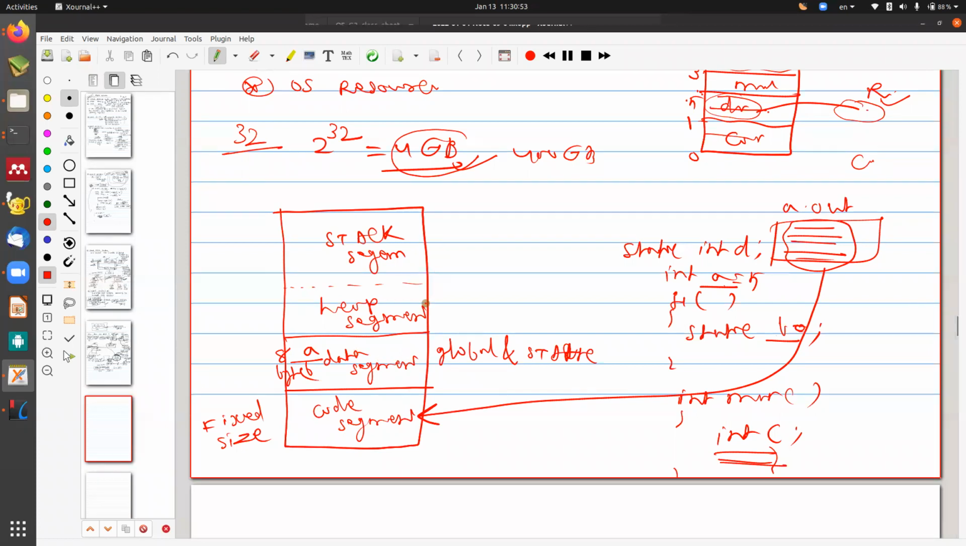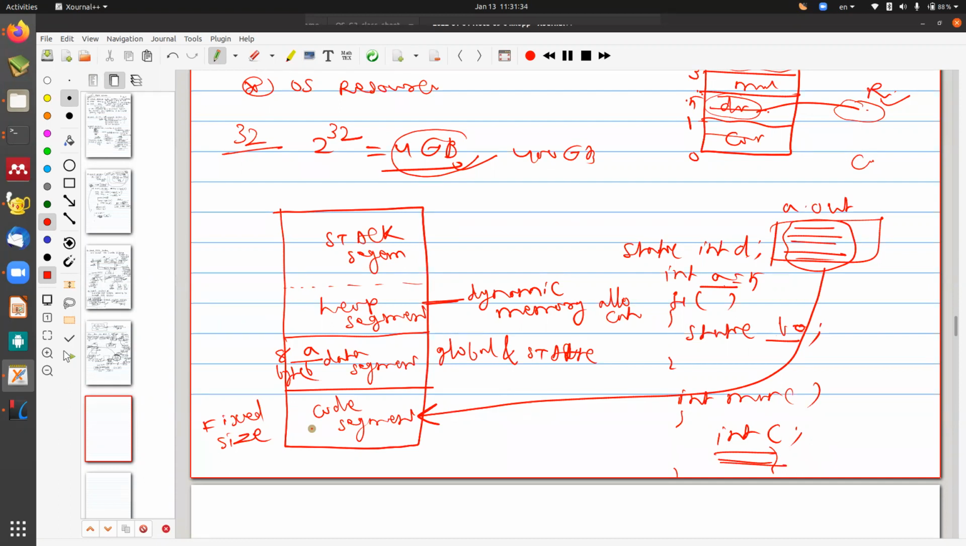Yes, and what is the heap segment? The heap segment is basically the dynamic. So will D be stored as global or static? D will be stored as a static global. Both things exist, one is a static global, one is a normal global. Can anyone tell what is the difference between a static global and a normal global? Sir, in the static global, we can make it accessible to other files also.